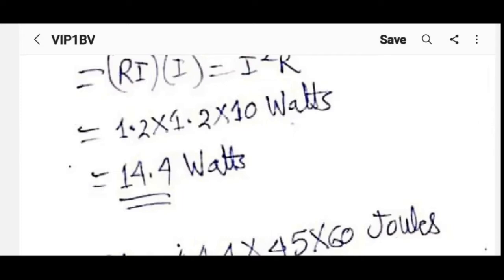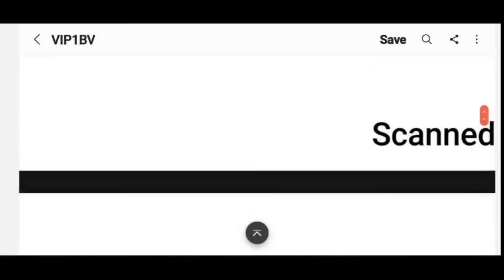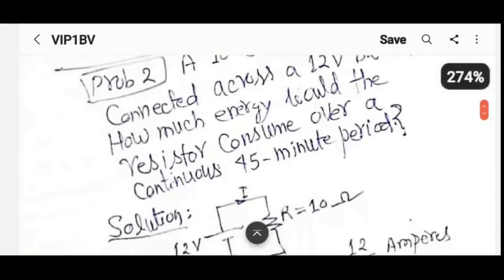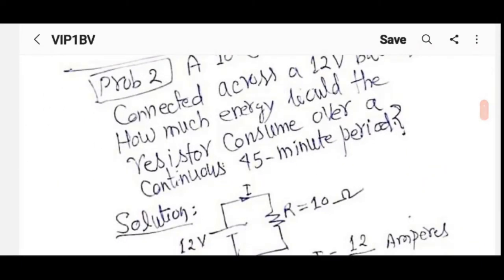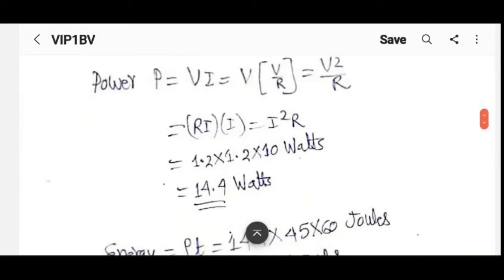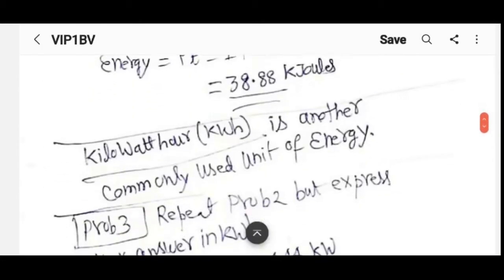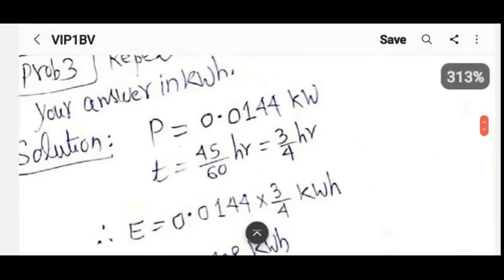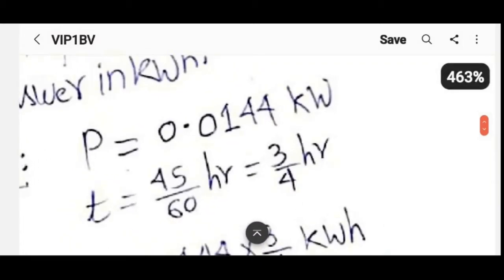So it will become 14.4 multiplied by 10 to the power minus 3 kilowatts. And also convert the time into hours. 45 minutes will be 0.75 hours. And then multiply the two values to get the answer in kilowatt hour. You see, power in kilowatt is 0.0144, that means 14.4 multiplied by 10 raised to the power minus 3. Time was 45 minutes, so in hours, it is 3 divided by 4.